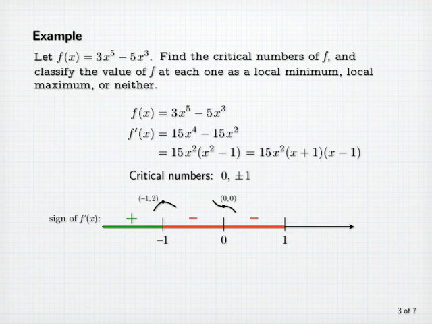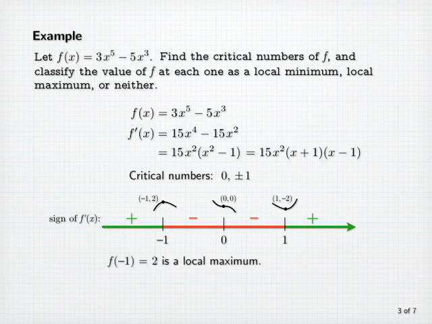Now if x is greater than 1, then x plus 1 and x minus 1 are both positive for a net positive value of f prime of x. So f of x is decreasing on the left of 1, increasing on the right of 1, and so its value there, which is negative 2, is a local minimum.